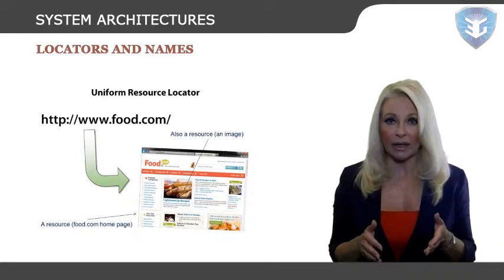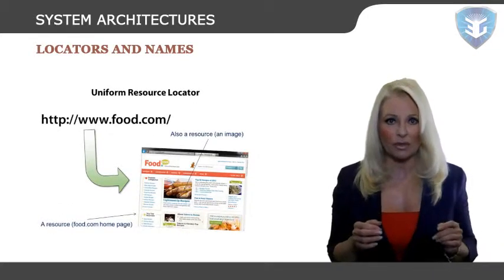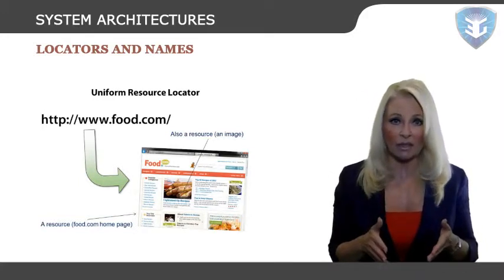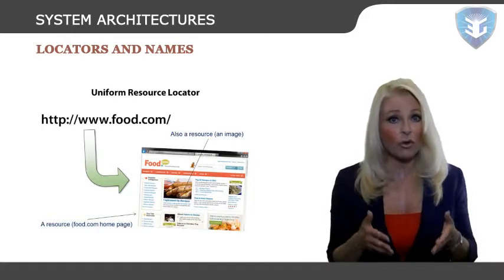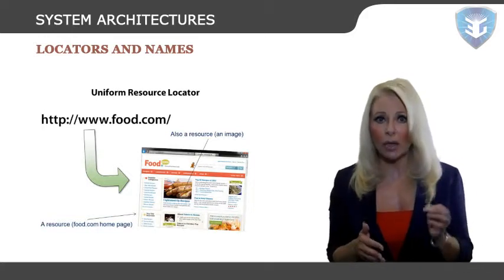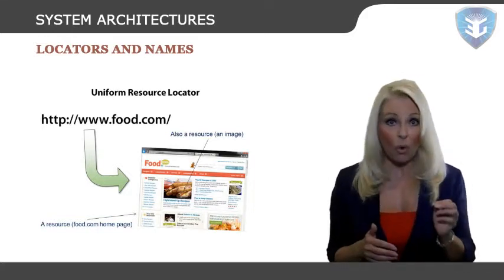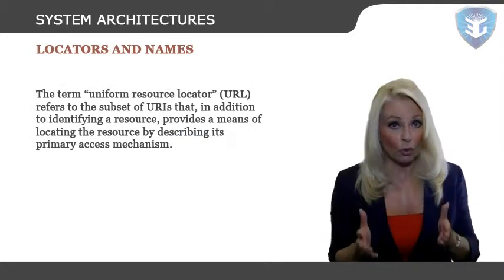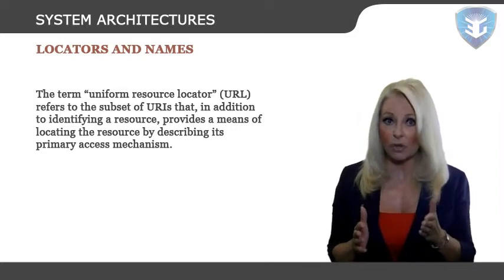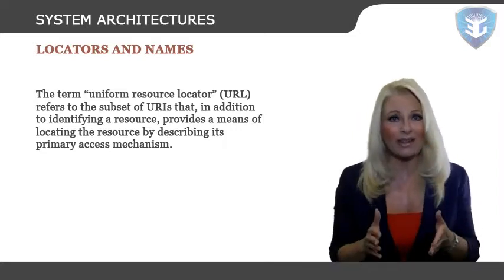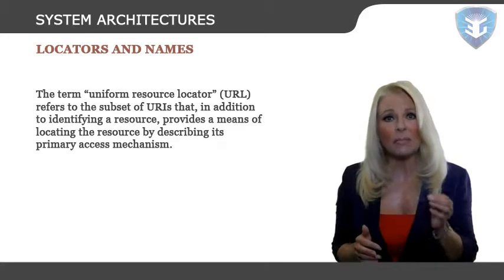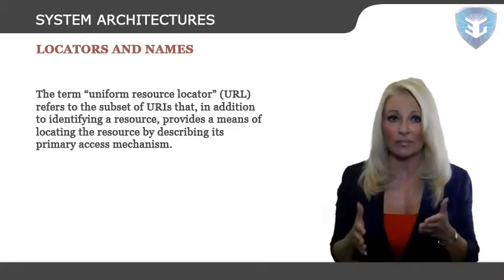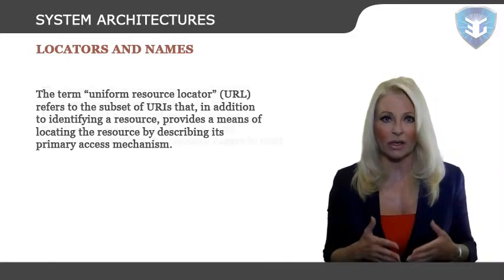Let's understand about locators and names. Naming and locating, for example library resources, are both complex activities which have different aims. A URI can be further classified as a locator, a name, or both. The term Uniform Resource Locator, URL, refers to the subset of URIs that, in addition to identifying a resource, provides a means of locating the resource by describing its primary access mechanism, for example, its network location.